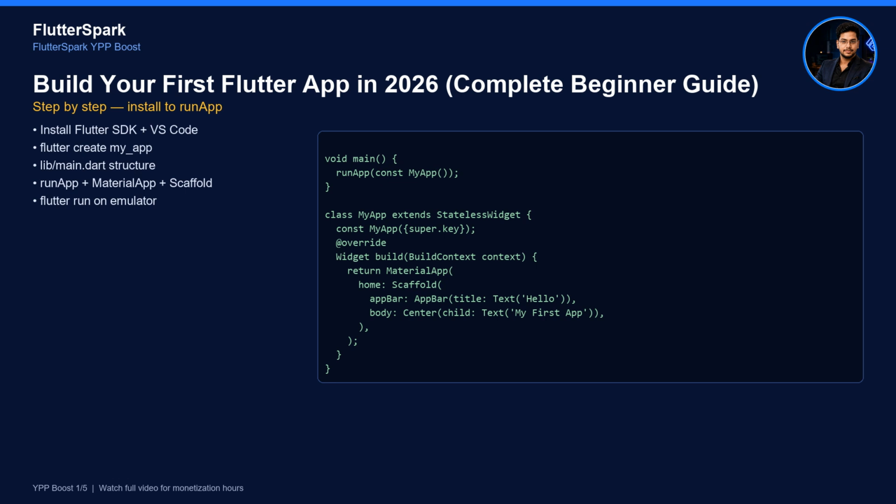Save the file. Connect a phone with USB debugging or start an emulator. Run flutter run in the terminal. In about a minute you will see hello on your device. Congratulations. You just built your first Flutter app.